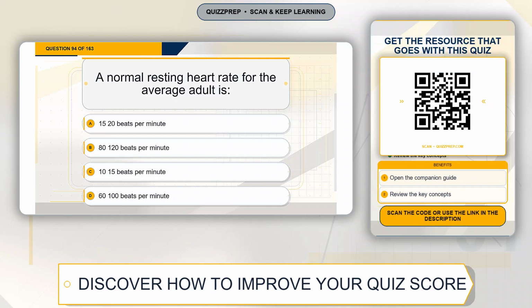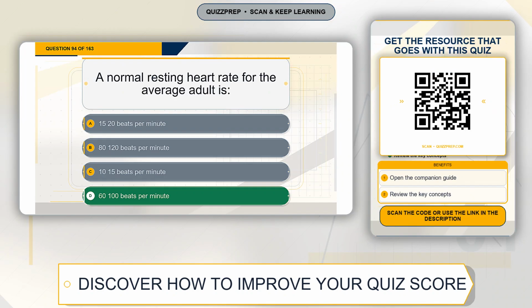Question 94. A normal resting heart rate for the average adult is: Option A, 15-20 beats per minute. Option B, 80-120 beats per minute. Option C, 10-15 beats per minute. Option D, 60-100 beats per minute. The correct answer is option D, 60-100 beats per minute.